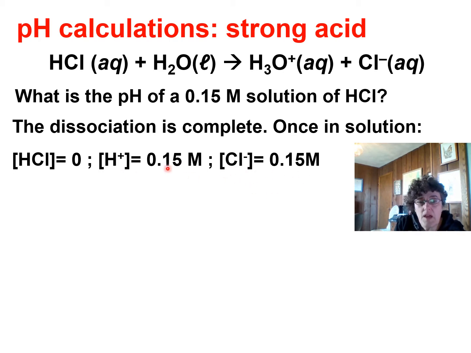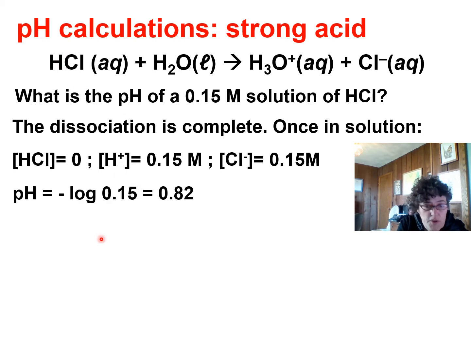So that means that for a strong acid, the concentration of the H plus is the very same number as the concentration of the original acid. So all you have to do is calculate minus the logarithm of 0.15. And that's 0.82. So it's pretty acidic.